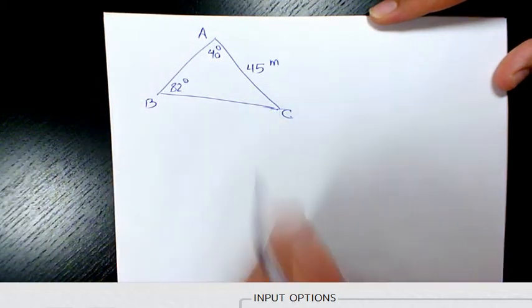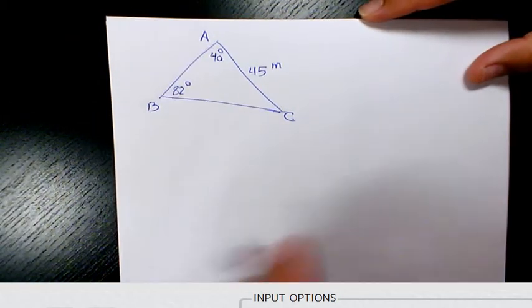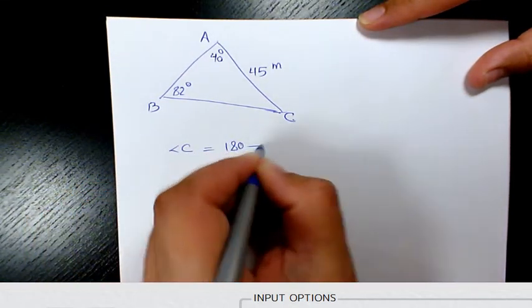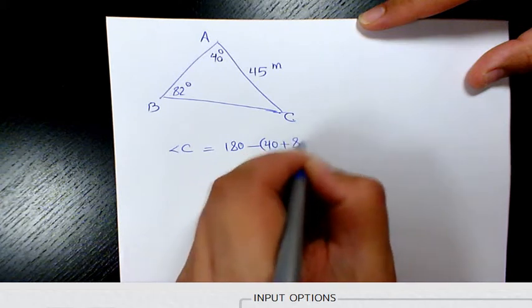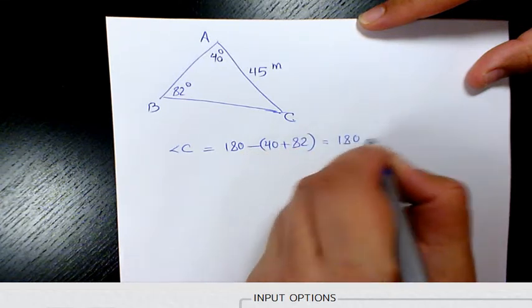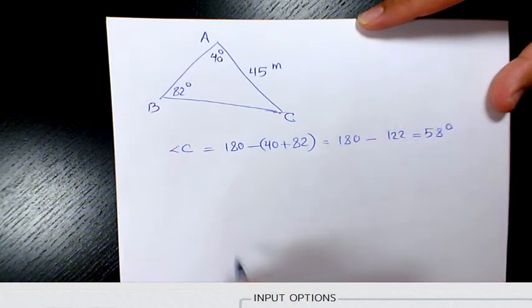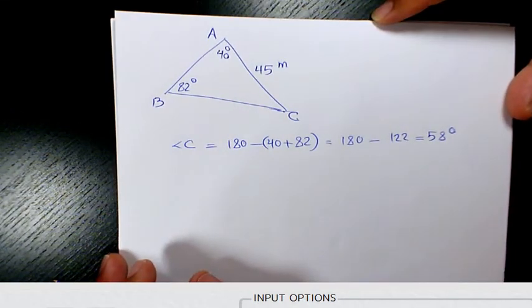Sometimes they ask you to find all missing information. First of all, I'm going to say angle C is 180 subtract 40 plus 82. That's going to be 180 subtract 122, which is going to be 58 degrees. So angle C is 58 degrees.